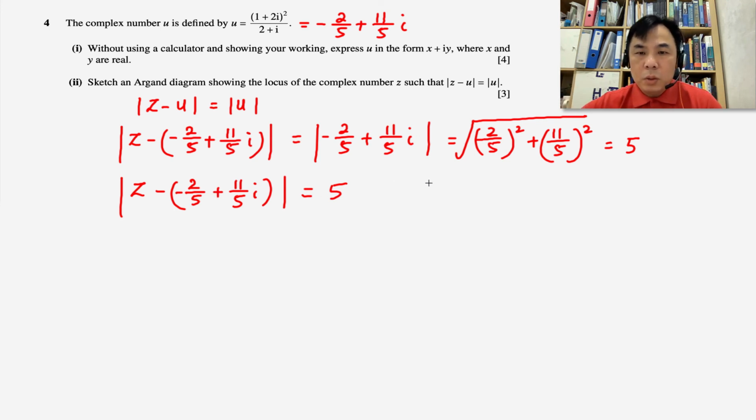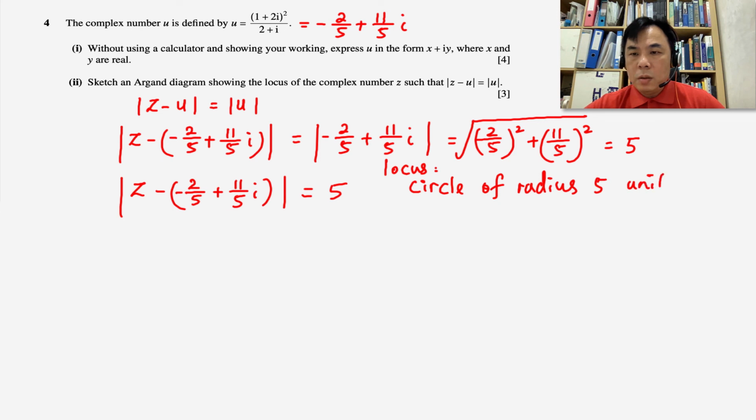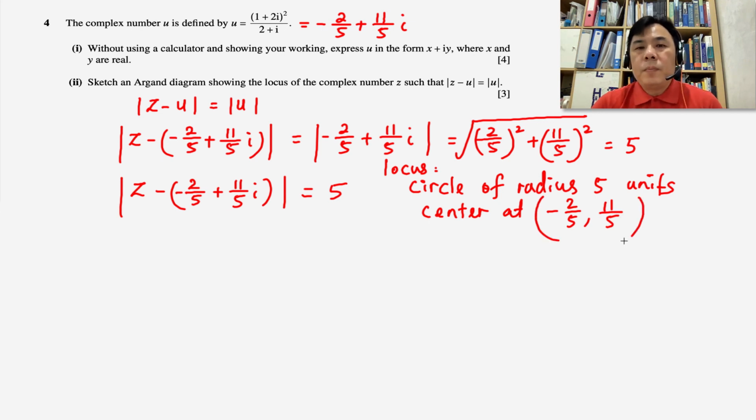All right, so I'm going to describe that at the side. This is a circle, so the locus is a circle of radius 5 units, center at negative 2 over 5 and 11 over 5 here. All right. So I hope that is clear. Very obvious. You can just sketch it out on your own.